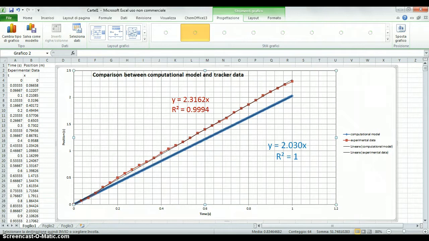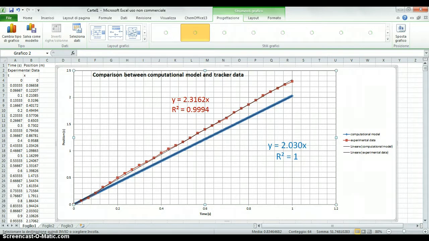From the computational model, it was possible to determine that the velocity was equal to 2.030 meters per second, and from the experimental data, the velocity was equal to 2.316 meters per second. The rate of error resulted to be 12%. Then the final position from the computational model resulted to be 2.030 meters, and from the experimental data was 2.295 meters. The rate of error resulted to be 13%.